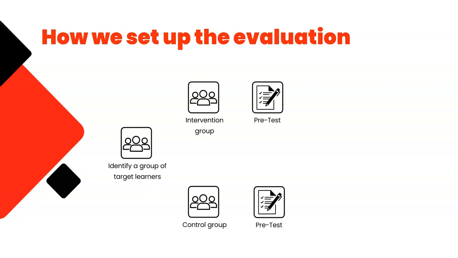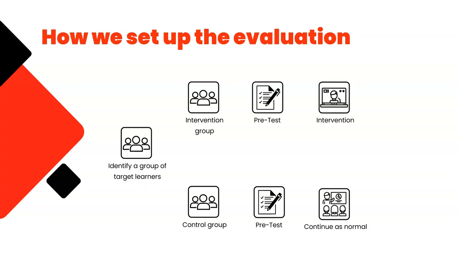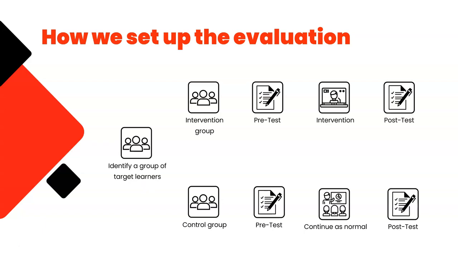You complete the pre-spelling test with both the groups. Then the intervention group will use the look, say, cover, write, check intervention, and the control group will continue as business as usual. And then you complete the post-assessments with both groups. So let's tackle this from a step-by-step approach.